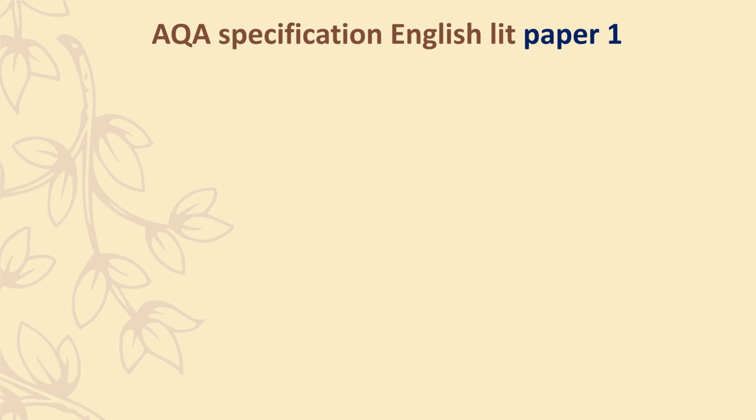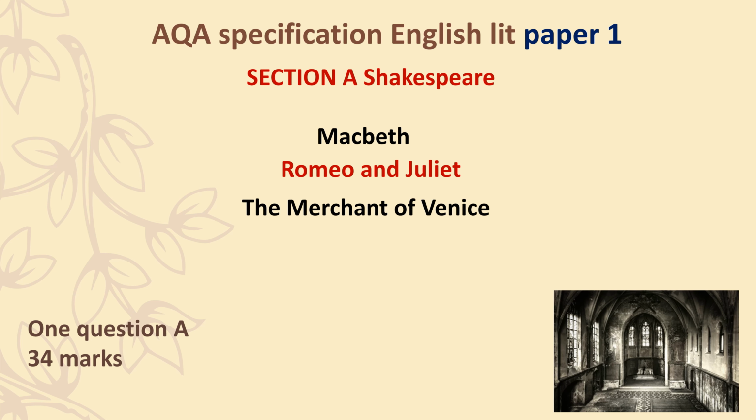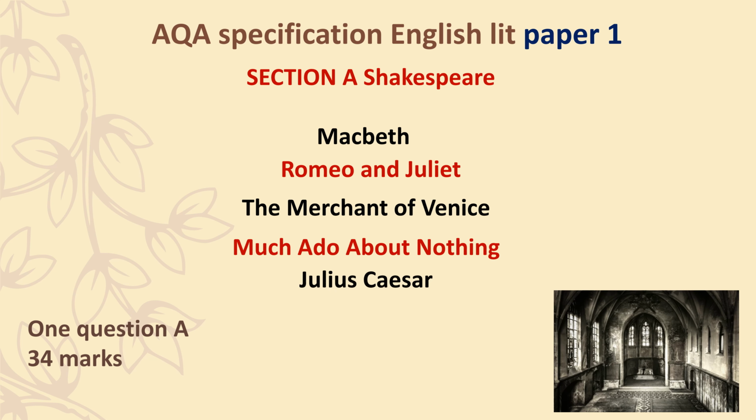So the specification then for section A Shakespeare, you either do Macbeth, Romeo and Juliet, The Merchant of Venice, Much Ado About Nothing, or Julius Caesar. One question, 34 marks.